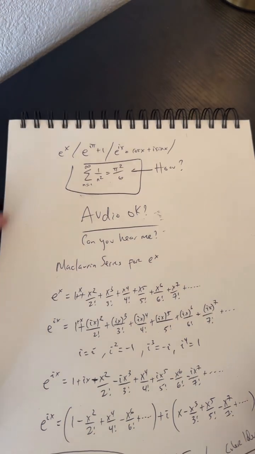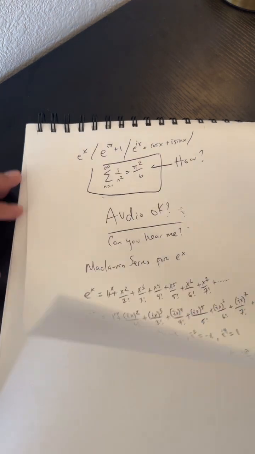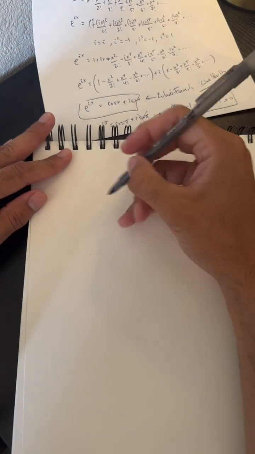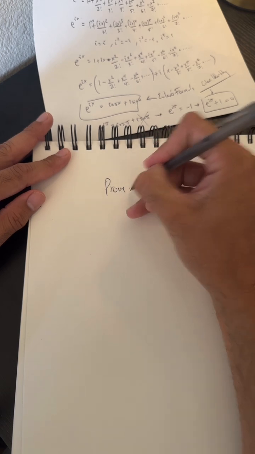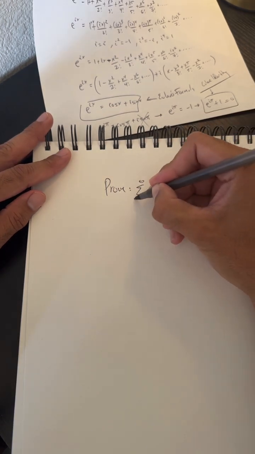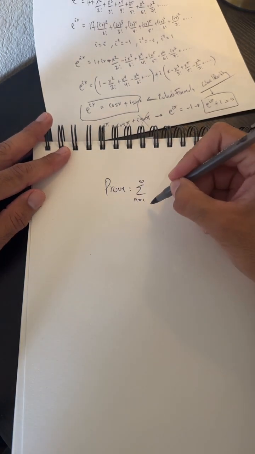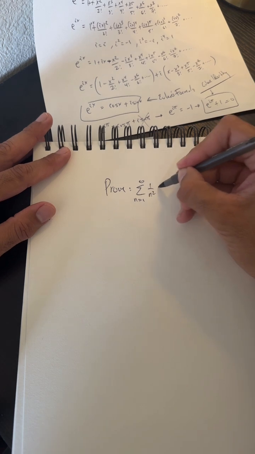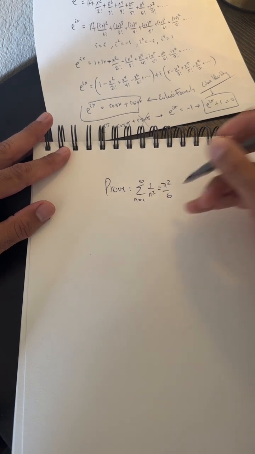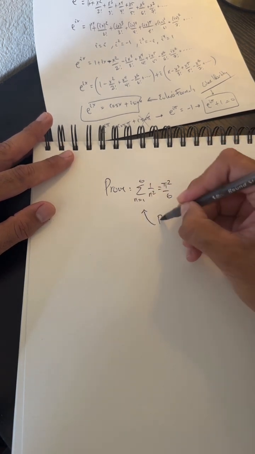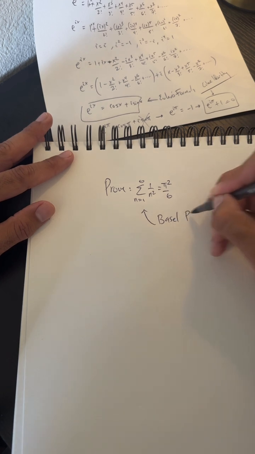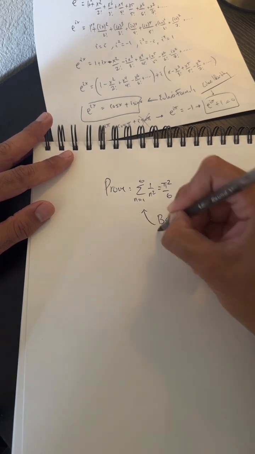Okay, so let's go ahead. I'll probably leave that page there. So again, we're trying to prove that the summation from n equals 1 to infinity of 1 over n squared is equal to pi squared over 6. Again, this is what we call the Basel problem, or Basel, I don't know. Whatever you guys want to call it.